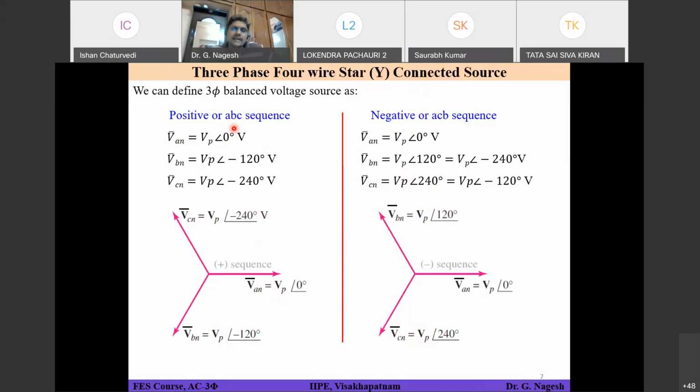There is an opposite sequence, called negative sequence or ACB sequence. In that scenario, if you take VAN equal to VP at an angle of 0 degrees, then your VBN will be VP at an angle of plus 120 and VCN is equal to VP at an angle of plus 240.